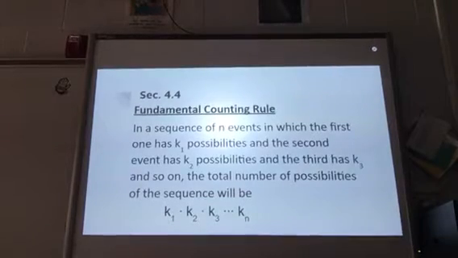Okay, the last section we'll do today is section 4.4, which is called the Fundamental Counting Rule. What this pretty much says, in real life, if you went to Subway and ordered a sandwich, when you get in line, you have like 5 choices of bread. You may have 10 choices of meat. You might have 20 choices of veggies, 2 kinds of sauce.